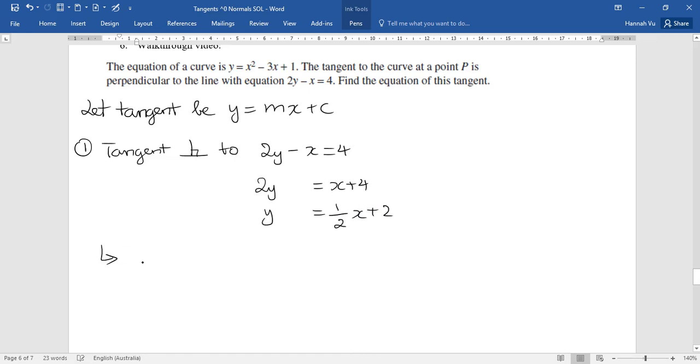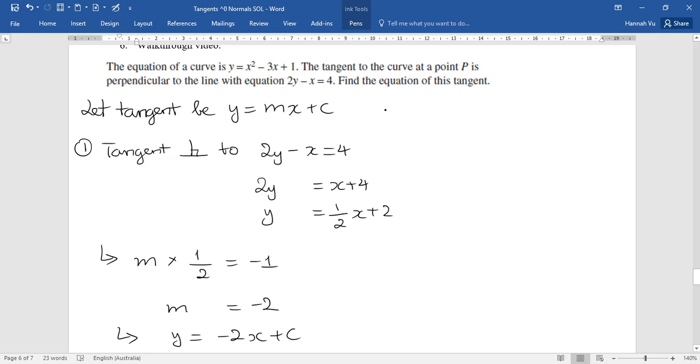So the gradient of the tangent, which is m, multiplied by the gradient of this line, which is a half, has to equal -1 because they are perpendicular to each other. From here you can work out that the gradient of the tangent must be -2. So far we have y equals -2x plus c.